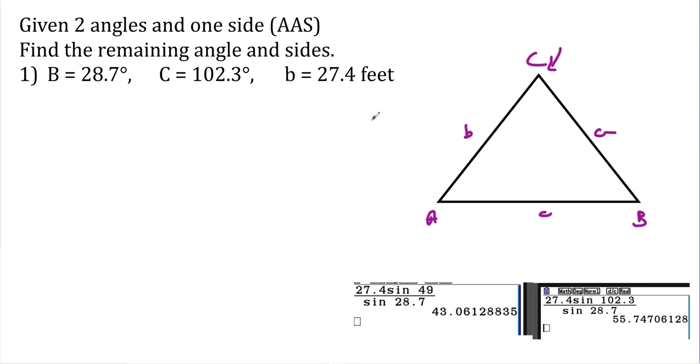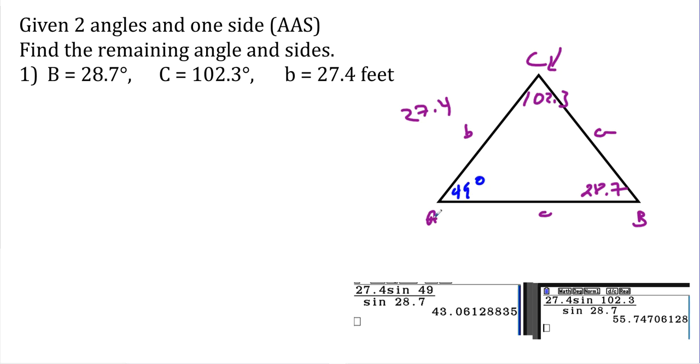And we're going to solve for what we know. So we have 28.7 right here, 28.7 degrees here. C is 102.3. And B over here is 27.4. If you know two of the angles, all you do is subtract from 180 to find your other one. That's all you have to do. And when you do that, you get 49 degrees. So this is just 49 degrees right here.